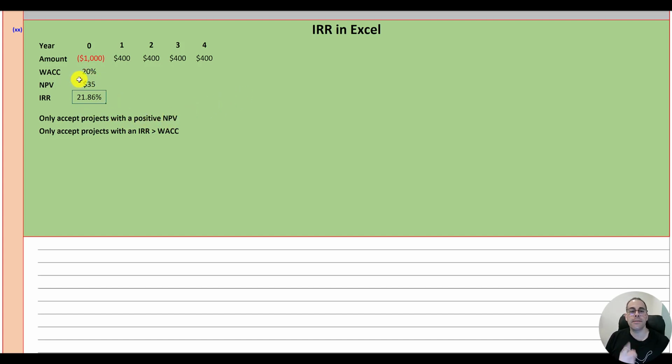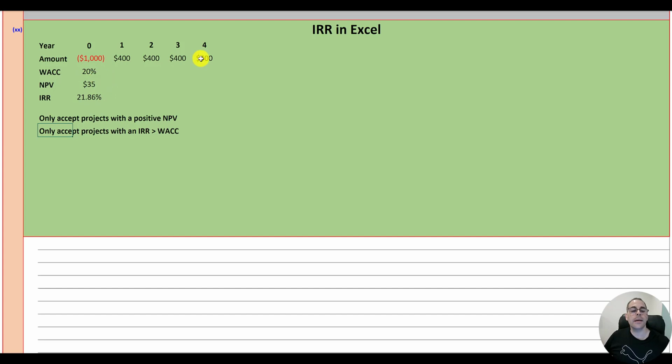This has a positive NPV. Or only accept projects with an IRR greater than a WACC, and that's the case. If one is true, both will be true. And if one is false, both will be false. So in this case, you would accept a project, the NPV is greater than 0, or you can look at the IRR, which is greater than the WACC, so you would accept it. But it's not like you're getting a great deal. It's barely a positive NPV.